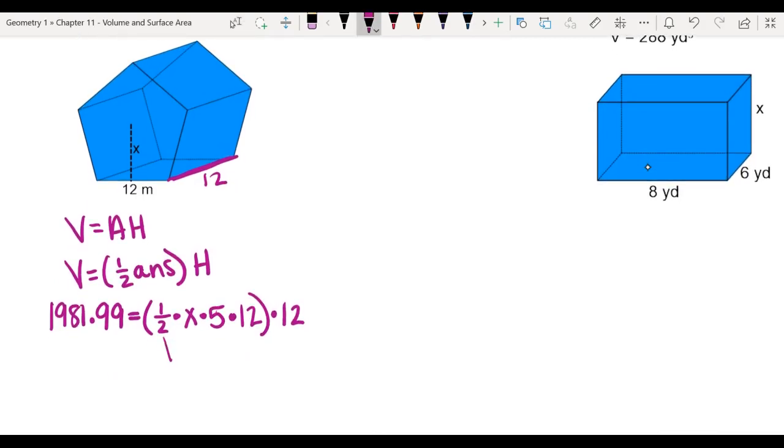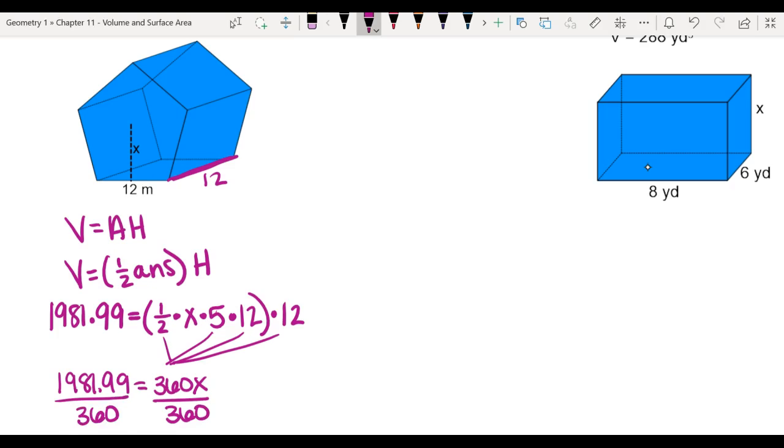So what you would do then is you would multiply the right-hand side numbers together, which gets you 360. So this is 1,981.99 equals 360 times X, and then you would divide by 360, which is 5.5.